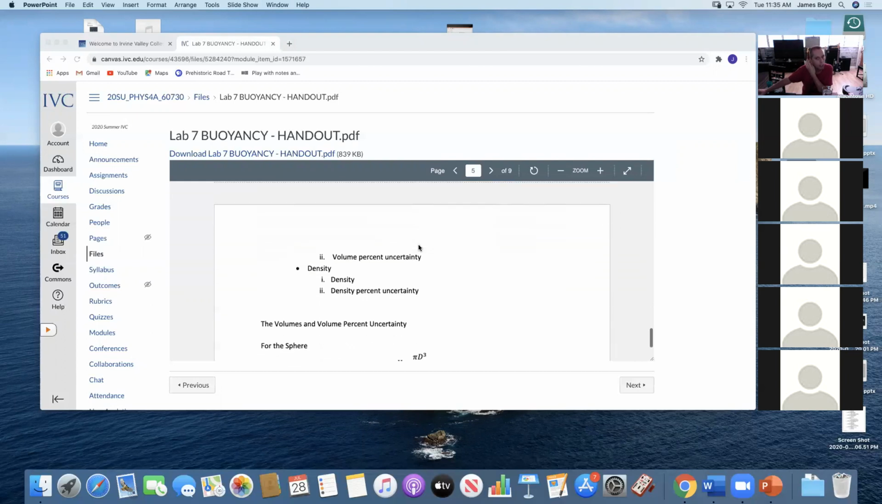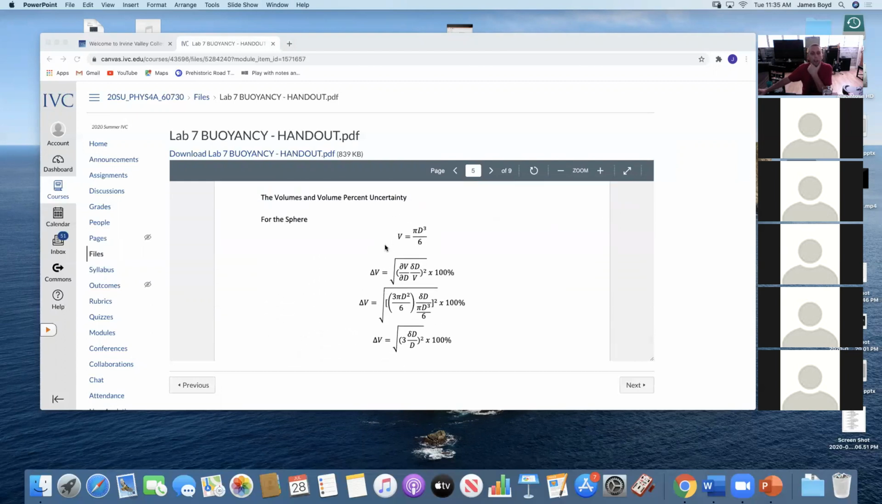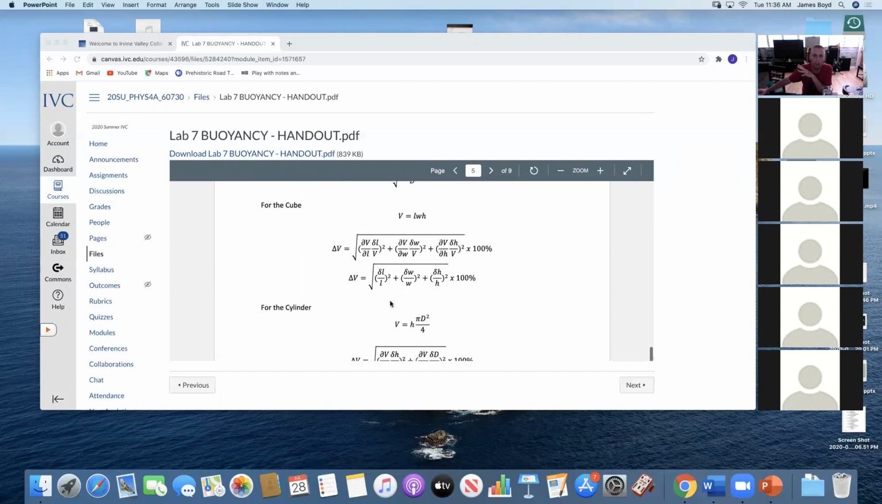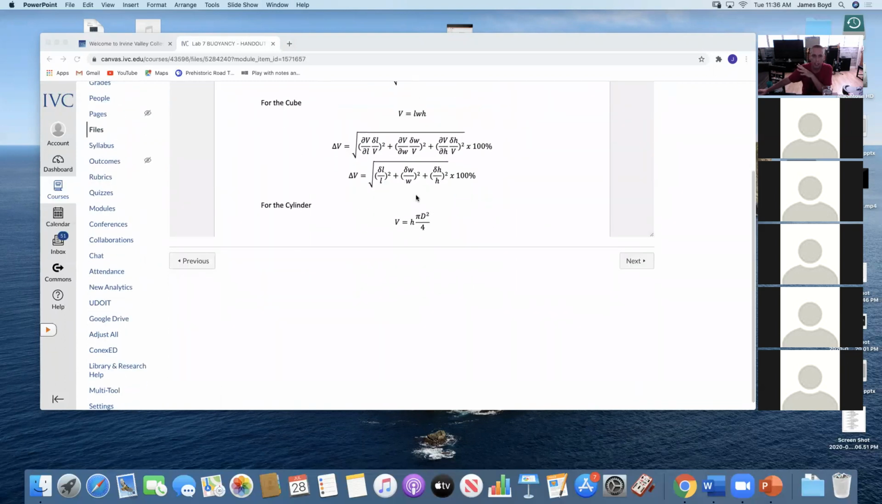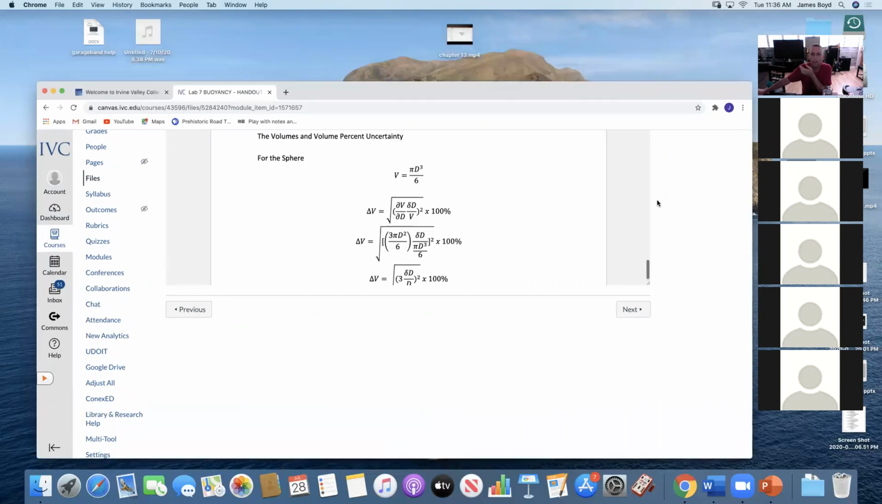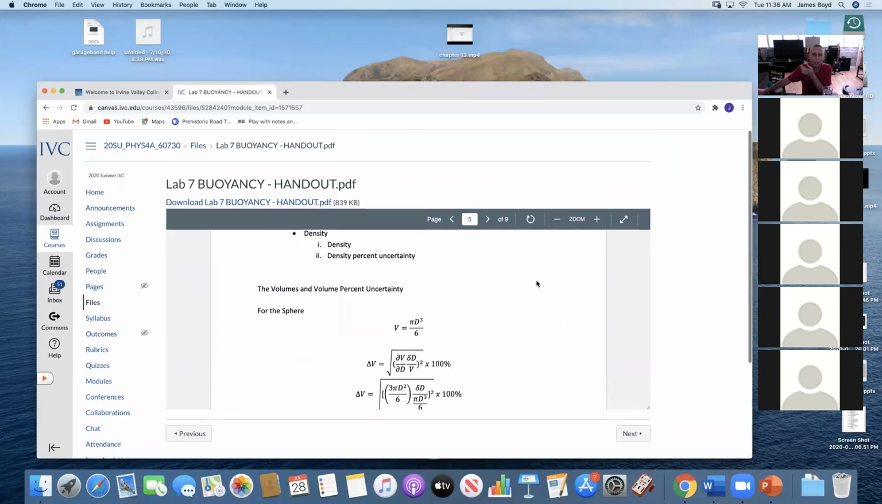If you come down to the data analysis part, it gives you the volume, and then it tells you how to find the uncertainty of each of those volumes. So you need to calculate it. That's not too tough because delta L, delta W, delta H, delta D, they're all the resolution of your particular ruler.